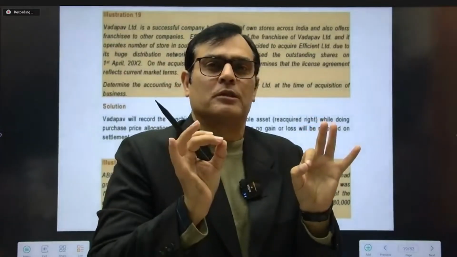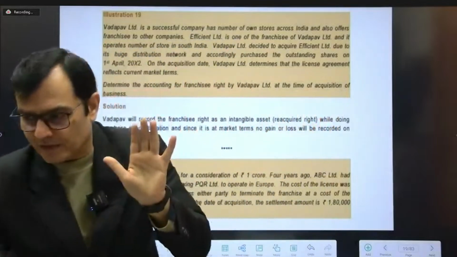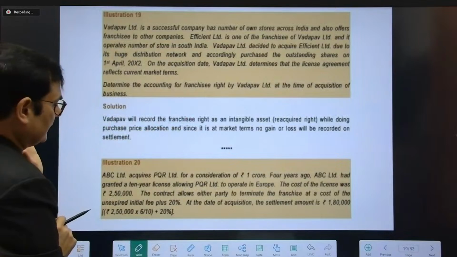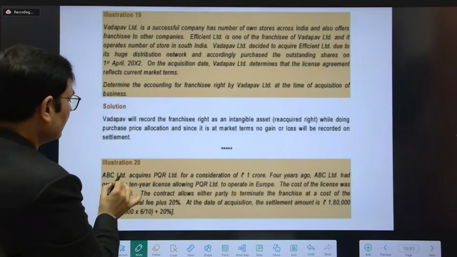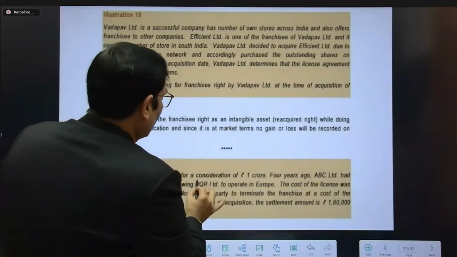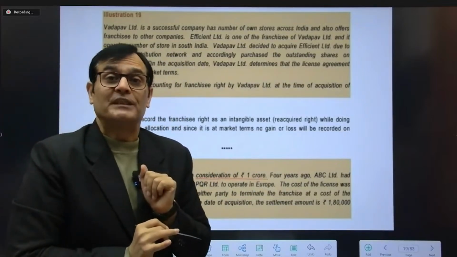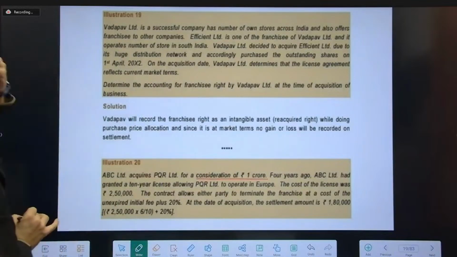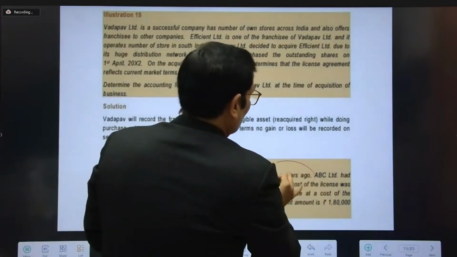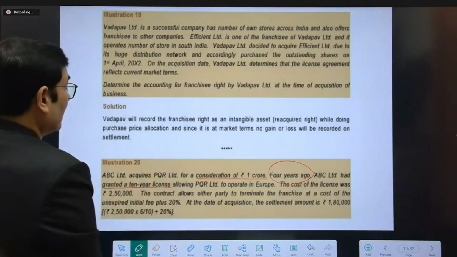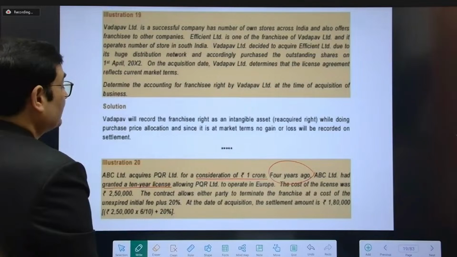Now, watch this carefully. This is a little technical illustration. Don't worry, after this we'll give you a break. After this illustration, bear with me for another 10 minutes or so. I'm looking at illustration number 20 in the study material. Let's read. ABC acquires PQR for a consideration of 1 crore. The purchase consideration is given to me. It is 1 crore. Then it says 4 years ago, ABC had granted a 10-year license allowing PQR to operate in Europe.